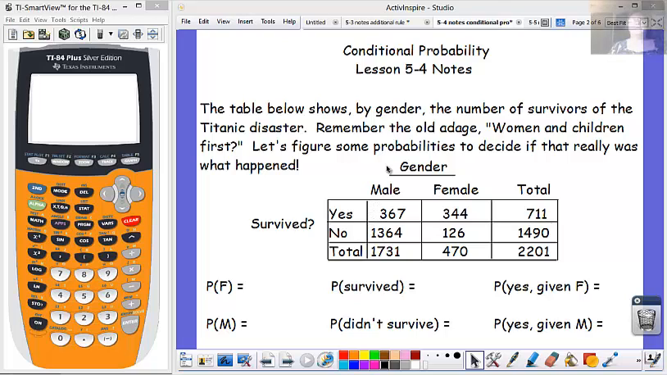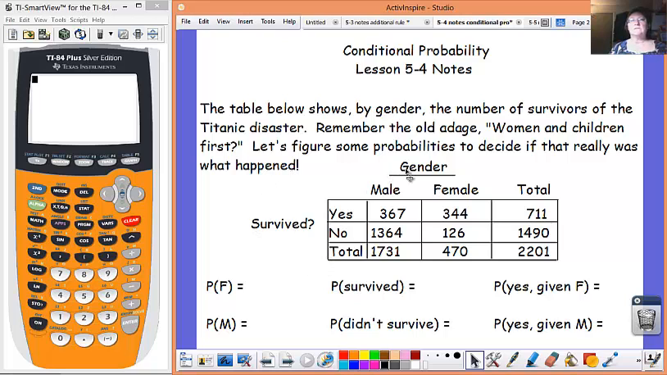Hi, today we're going to talk about conditional probabilities. This is our fourth lesson in the probability chapter, and to help us get our point today, we're going to look at a little table of data about the Titanic disaster. What we're going to do is figure out if that old saying, women and children first, really applied here.